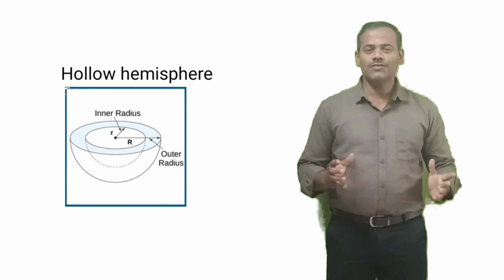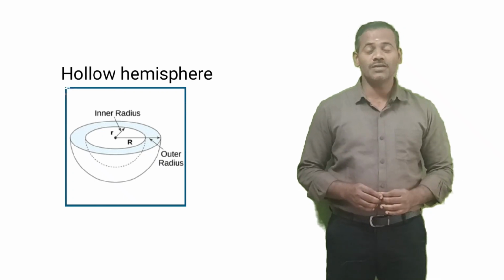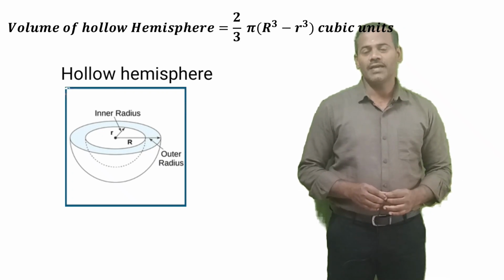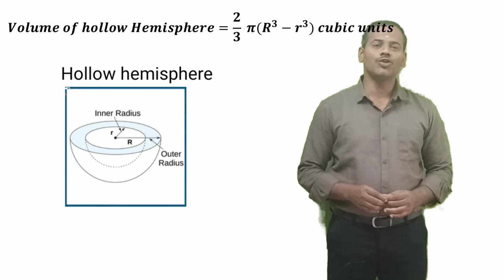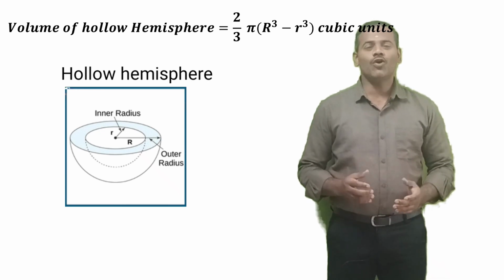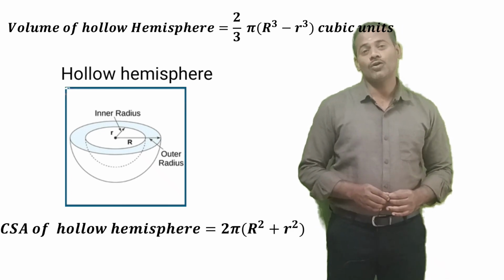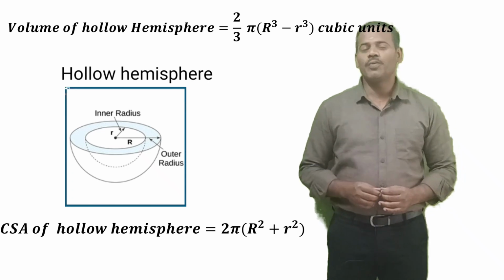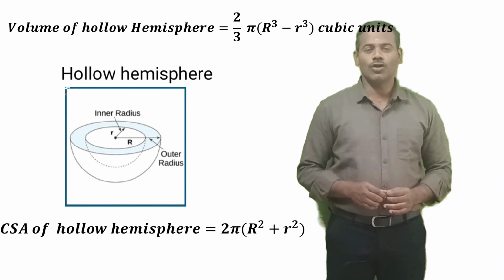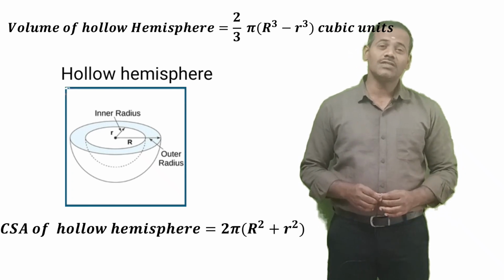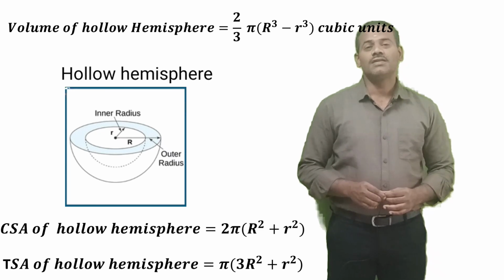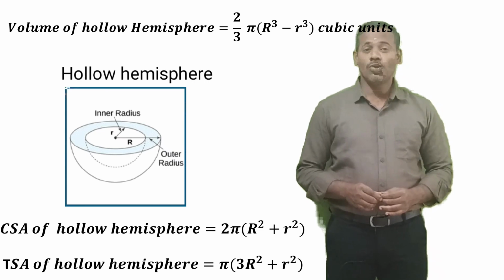Now let us move to finally hollow hemisphere. What is the formula for the volume of hollow hemisphere? That is 2 by 3 pi (capital R cube minus small r cube) cubic units. And what about the curved surface area of a hollow hemisphere? Yes, that is 2 pi (capital R square plus small r square). And what about the total surface area of a hollow hemisphere? That is pi (3 capital R square plus small r square).